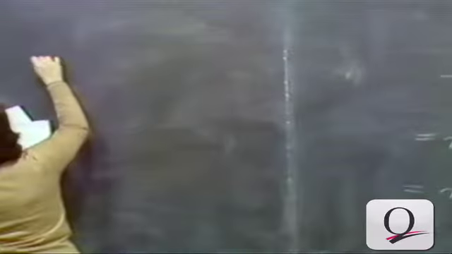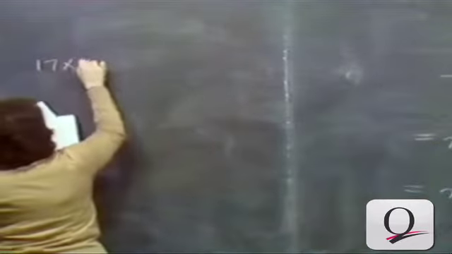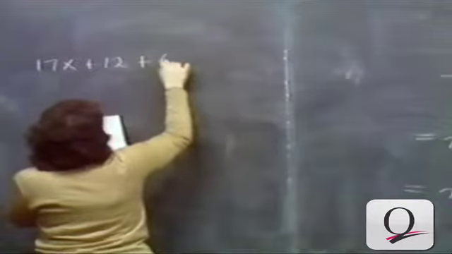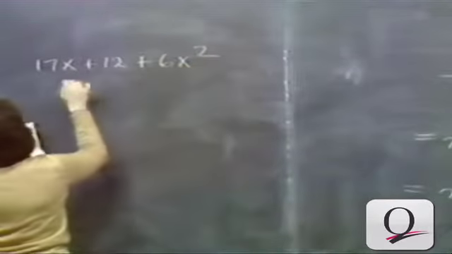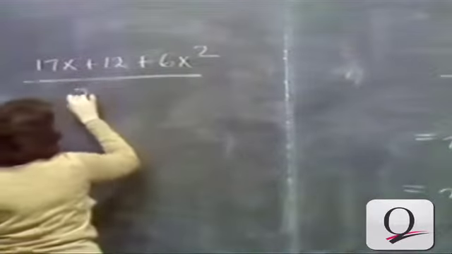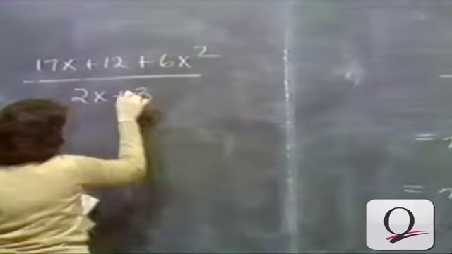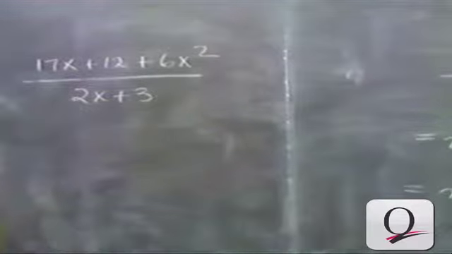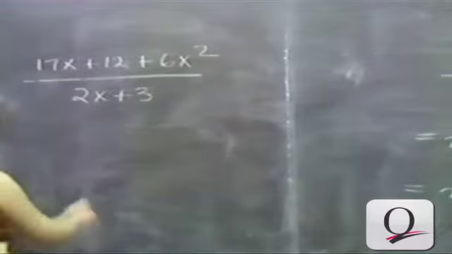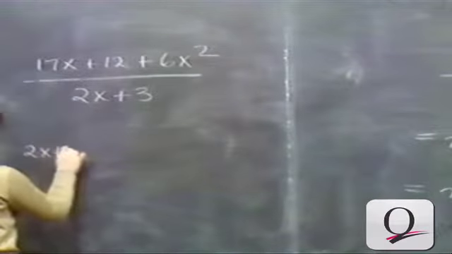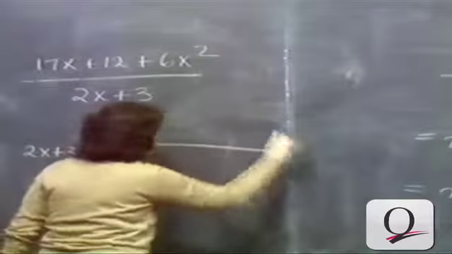Okay, 17x plus 12 plus 6x squared divided by 2x plus 3. The first thing to do, well, we want to take 2x plus 3 into this polynomial.